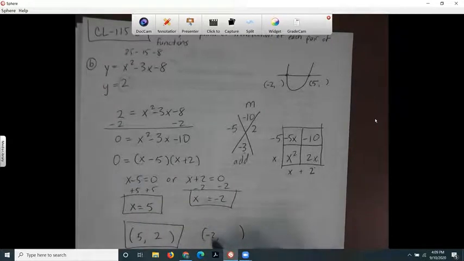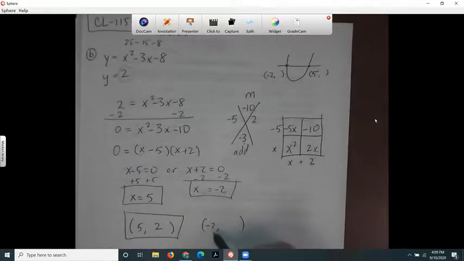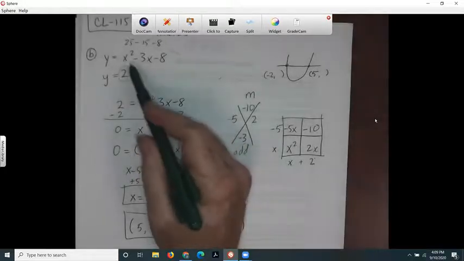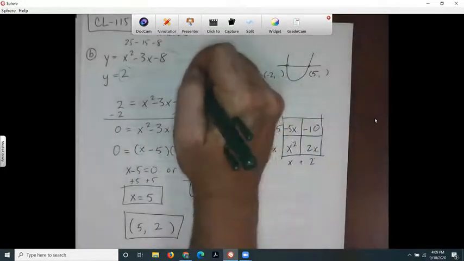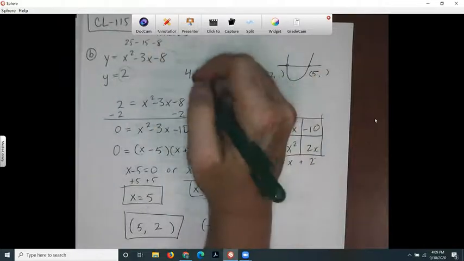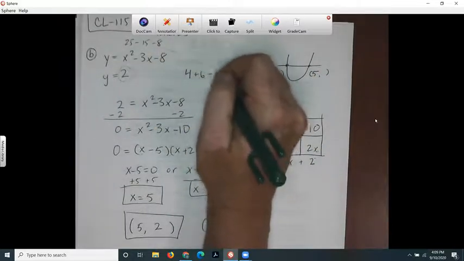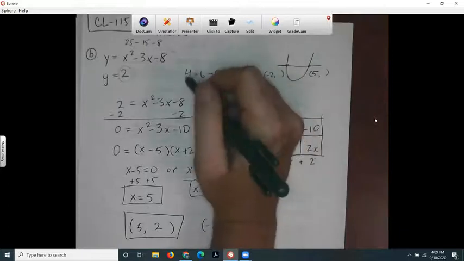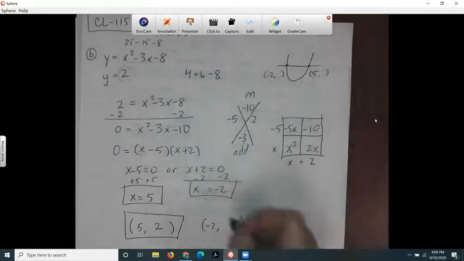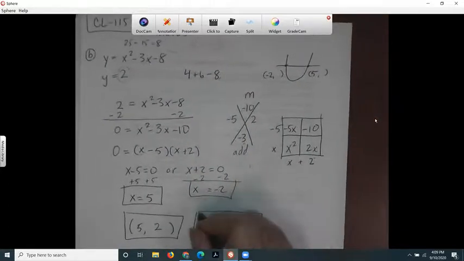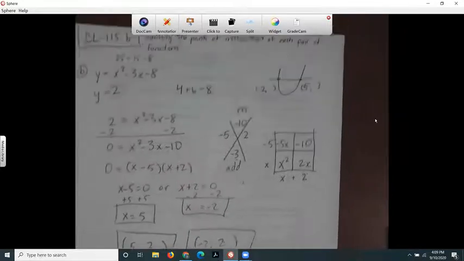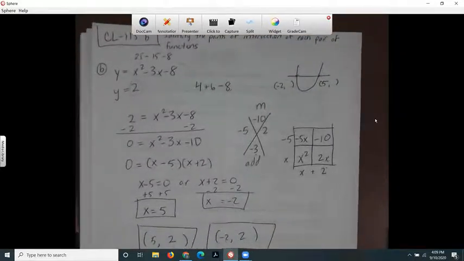And my other answer, we know it's going to be 2, but we can check it by plugging the negative 2 in. Negative 2 squared is 4. Negative 3 times negative 2 is positive 6, minus 8. If I add those together, that's 10 minus 8, that's 2. So that is how you do CL-115, letter B.